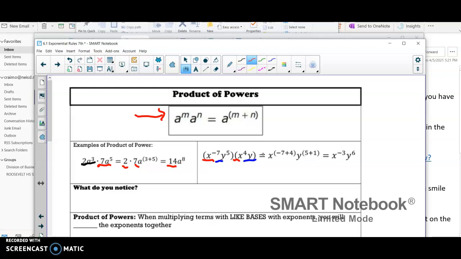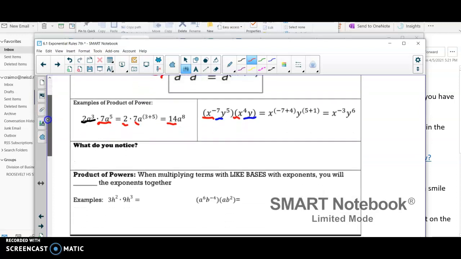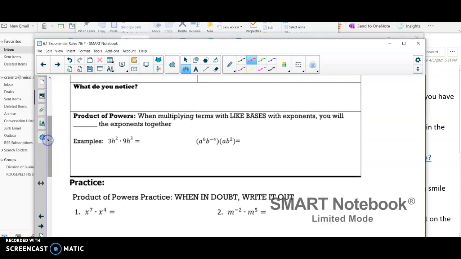Okay, now I'm going to skip. What do you notice? The product of powers: when multiplying terms with like bases with exponents, you will add the exponents together.